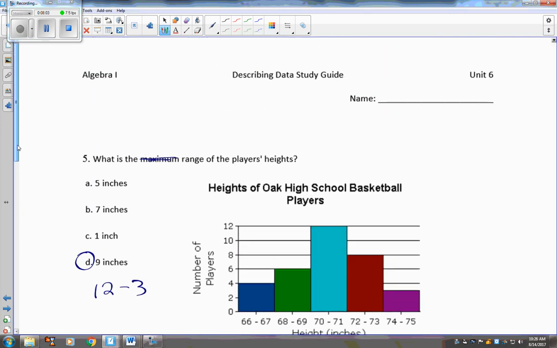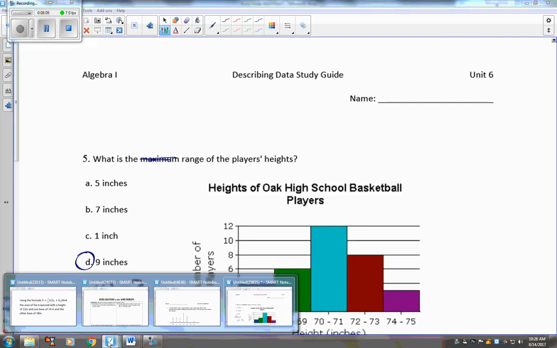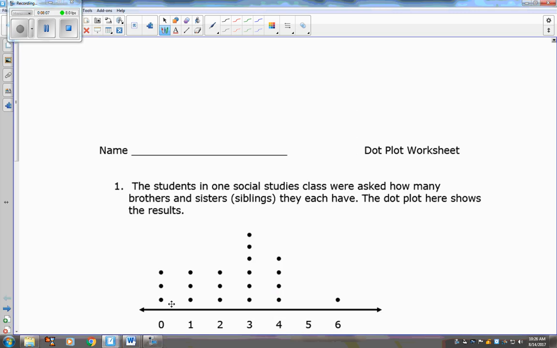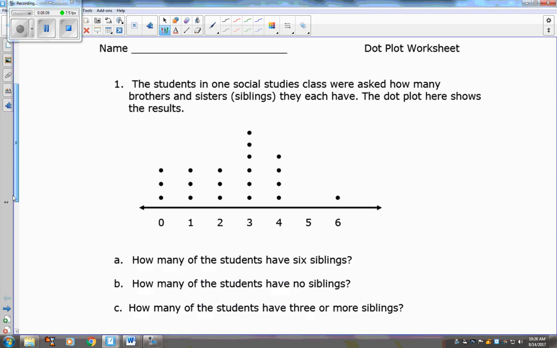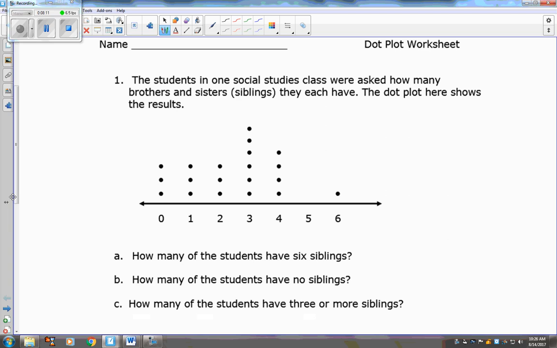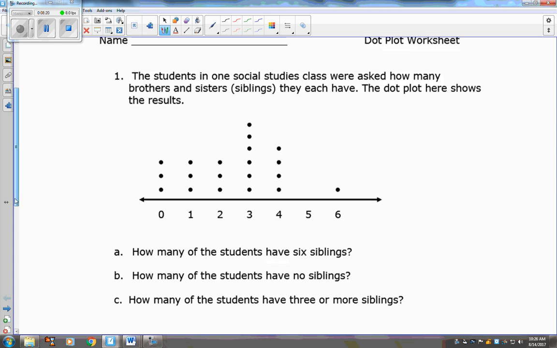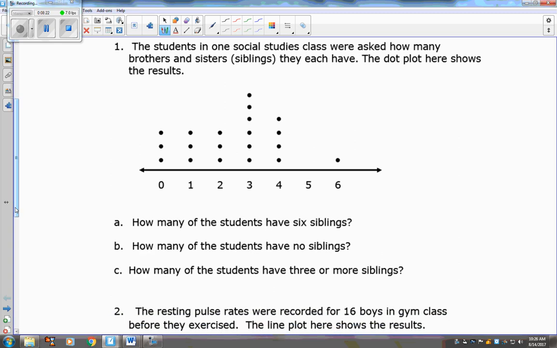Okay, now we're going to go to the second part of this, which is your dot plot activity. It says the students in one social studies class were asked how many brothers and sisters, siblings, they each have. The dot plot here shows the results. The first question says how many of the students have 6 siblings? Okay, so this would be your number of siblings, and there's one that has 6 siblings. How many of the students have no siblings? That would be 0, which is 1, 2, 3 siblings.